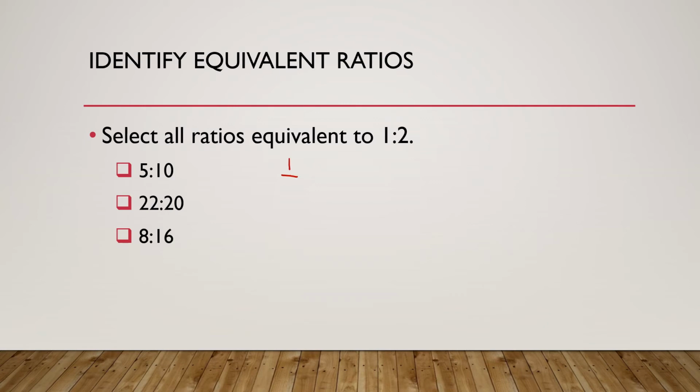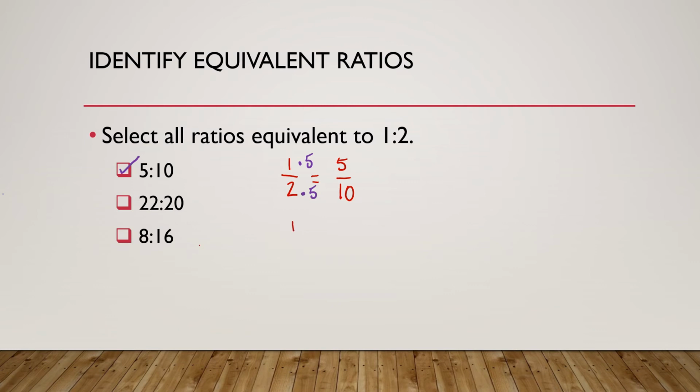So we have 1 to 2, and the first one to check is 5 to 10. So this seems pretty easy. 1 to 5. Well, I would do that by multiplying by 5. So if I multiply by 5 on the bottom, 2 times 5 is indeed 10, which tells me that 5 to 10 is equivalent to 1 to 2.